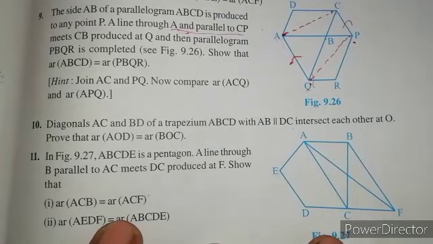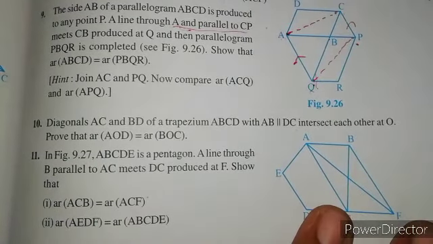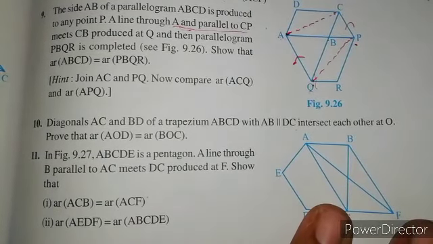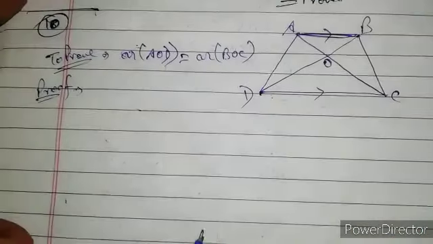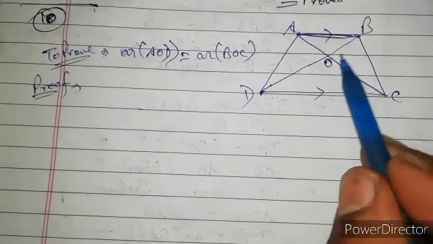So in this question a trapezium is given, its diagonals are AC and BD. Okay, they are intersecting each other at O. We just have to prove that AOD is equal to BOC. It is a very easy question. So let us solve this. Look, we have to prove area of AOD is equal to area of BOC.